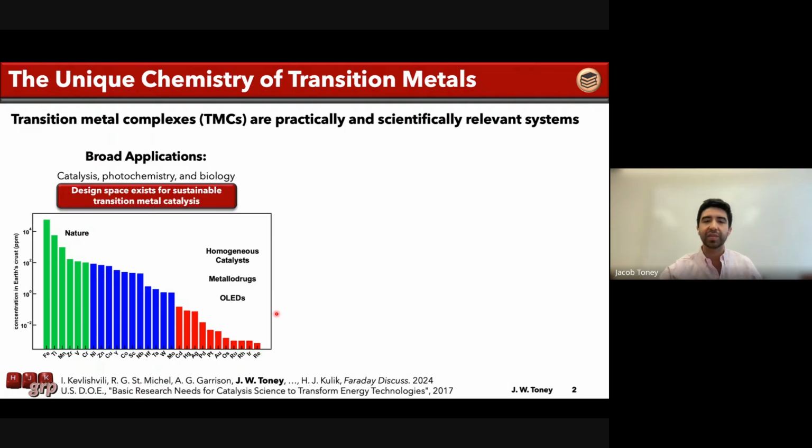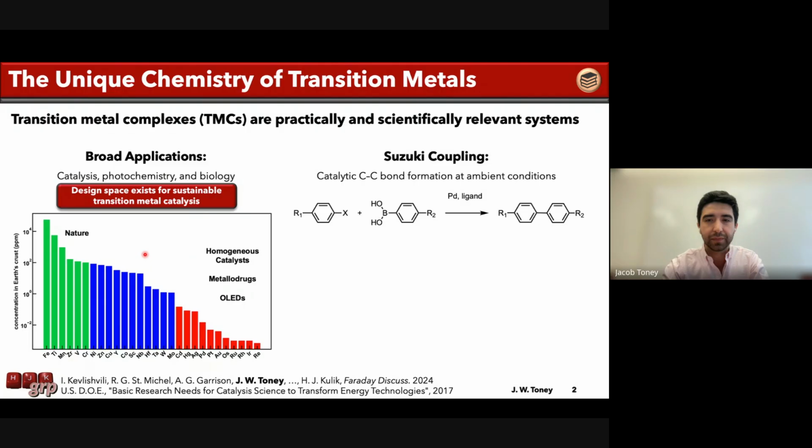So the idea is that some design space exists for sustainable transition metal catalysis, where we can hopefully stop using these more rare earth metals and things that are environmentally damaging to mine, and start using chemistry that's just more easily accessible around the Earth.